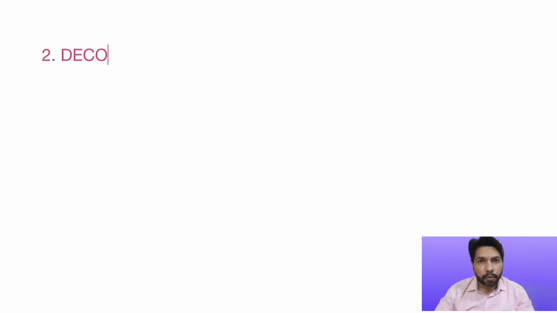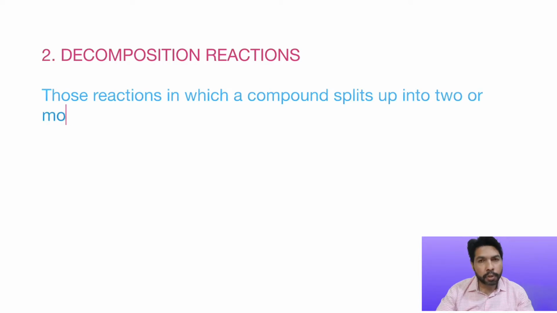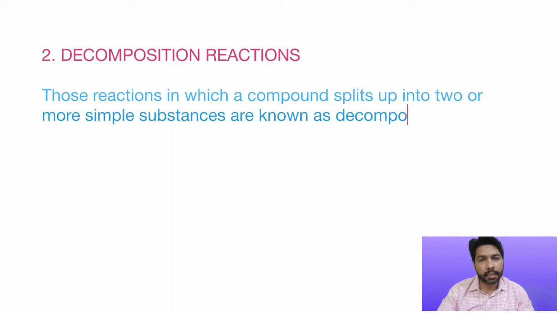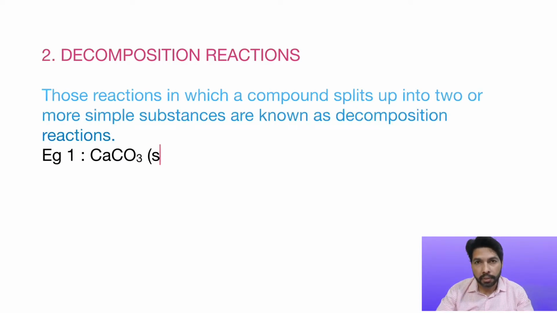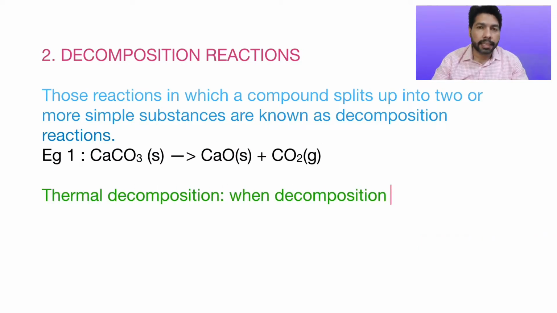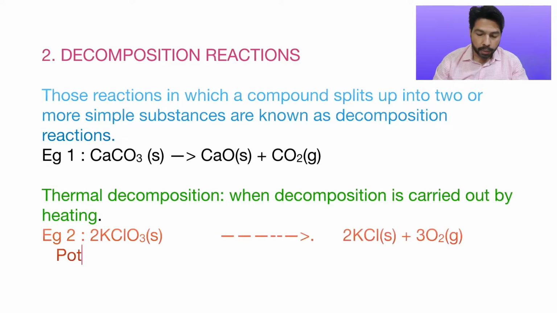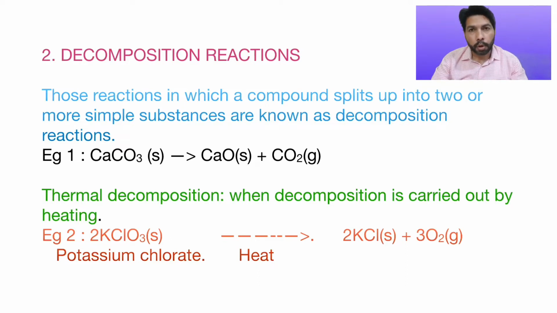The second type of reactions are called decomposition reactions. In decomposition reaction, you will see it is just the opposite of the combination reaction. In this type of reaction, a chemical compound decomposes to form two or more substances. So we'll quickly see certain examples. So first example is calcium carbonate when decomposed produces calcium oxide and CO2. So you can see that one substance decomposes to form two or more substances.